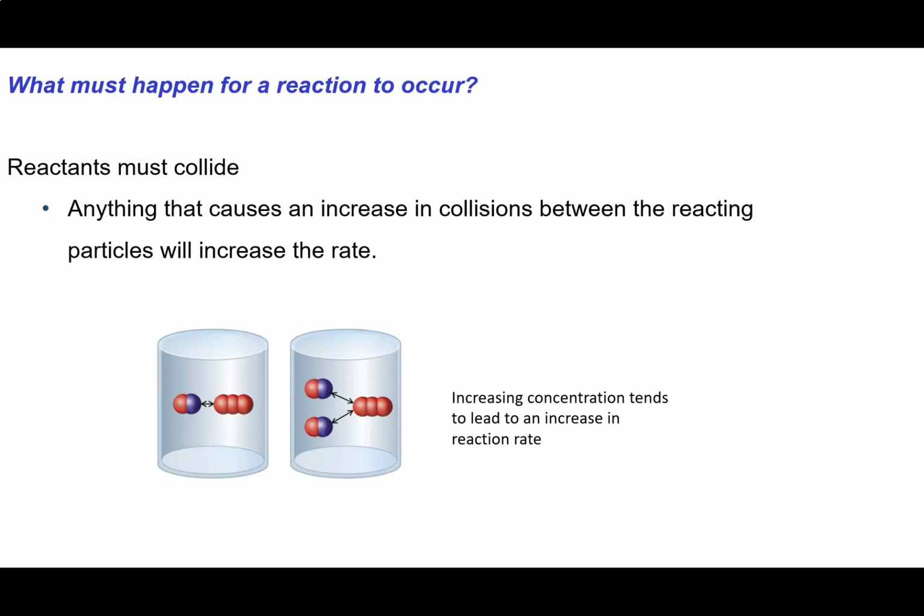In section 12.5, we begin to look at what is known as the collision theory that's going to give us an explanation for how the rate constant depends on the temperature at which we are doing our reaction. So we know that for a reaction to occur, the reactants must collide, and anything that causes an increase in collisions between the reactant particles will increase the rate.